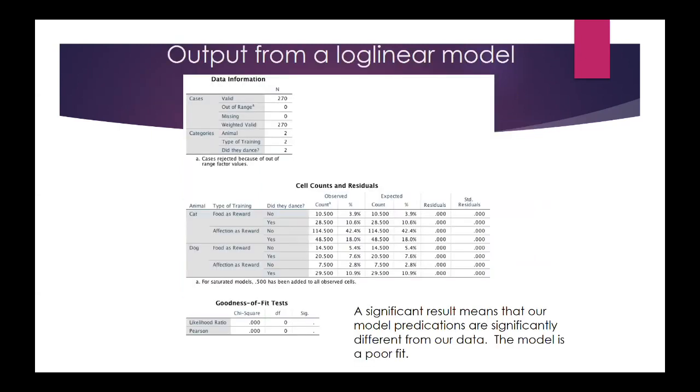And you're going to notice you're going to get a ton more tables than you did with the chi-square, a lot of information. Only bits and parts of it are actually important to us.